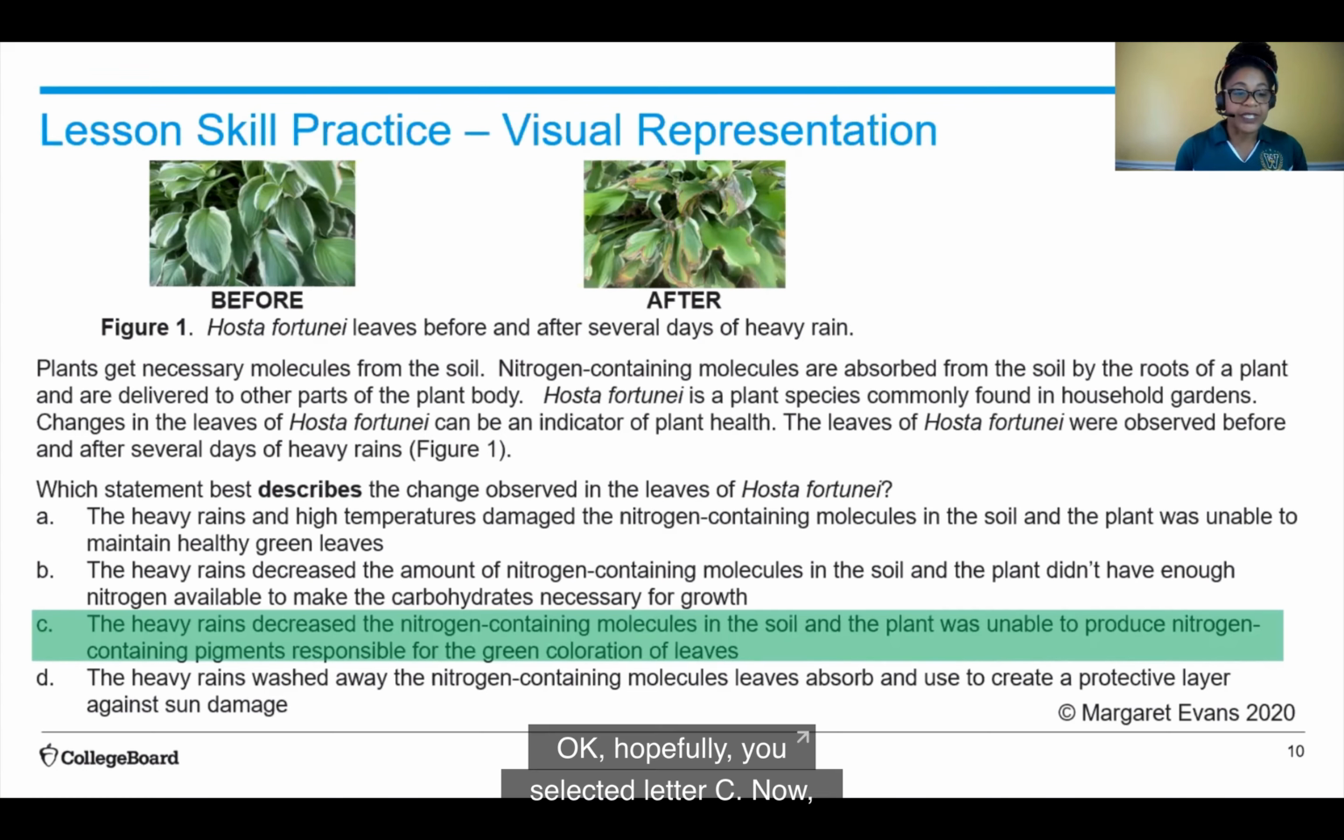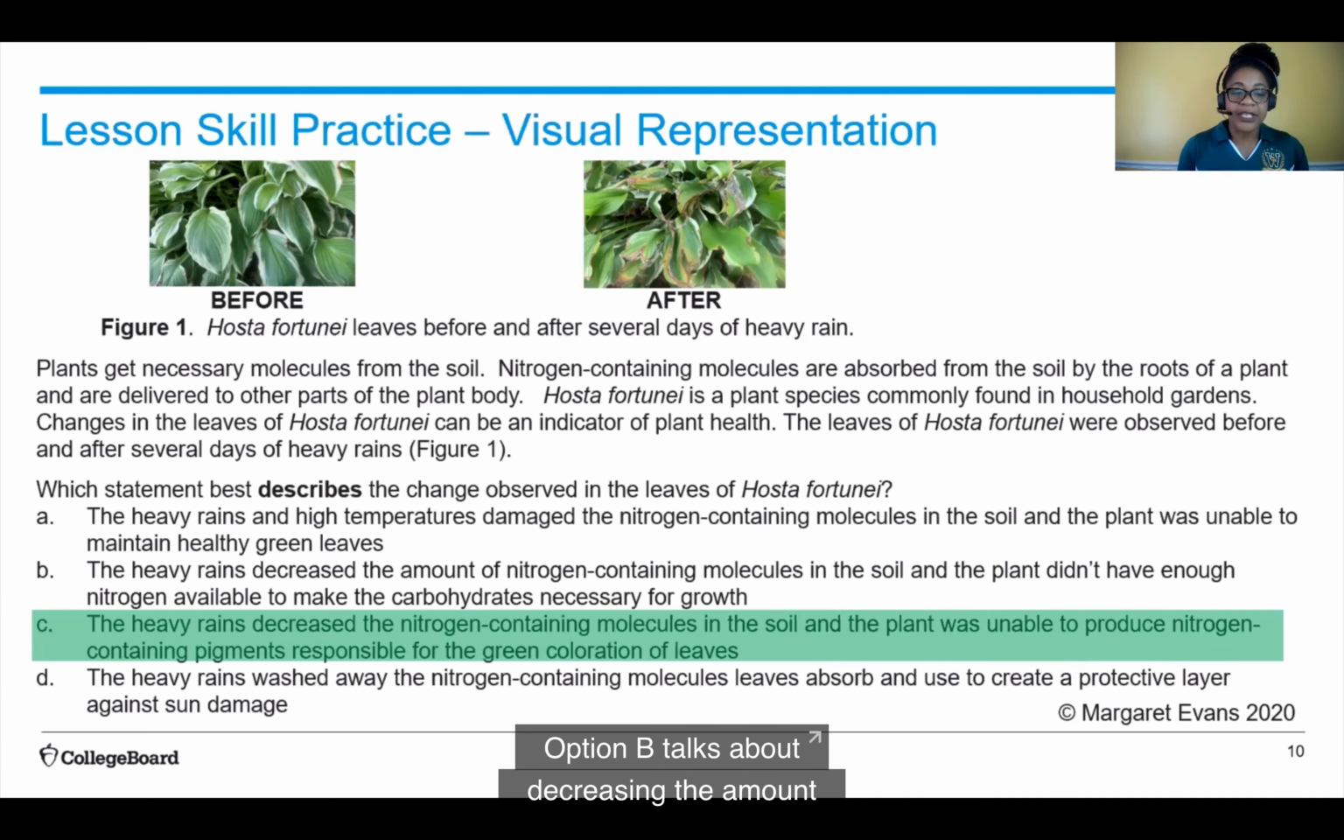Okay, hopefully you selected letter C. In going through this answer, I'm going to talk about why the other choices were not the best choice. Choice A talks about high temperatures, and nowhere in this prompt do they discuss anything about high temperatures, so we can't make any assumptions about the effect of high temperatures on the plant. That negates option A.